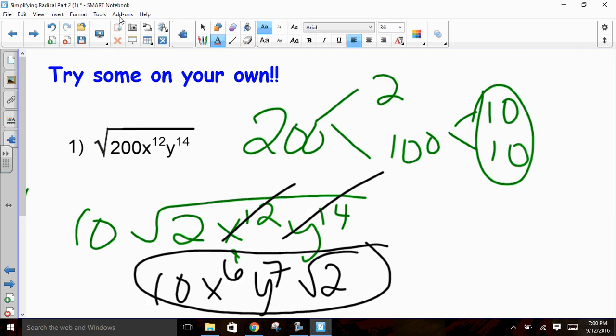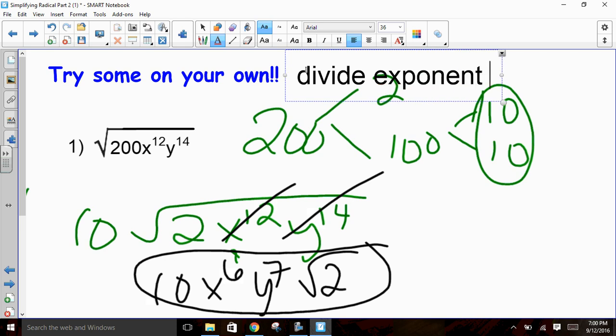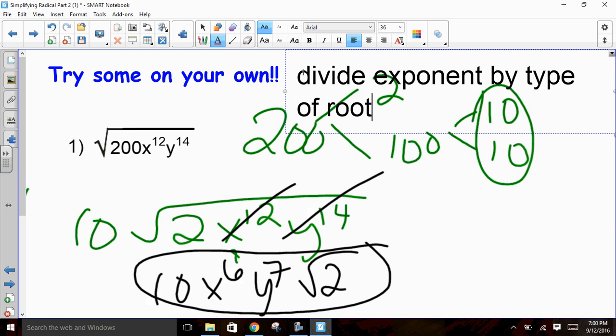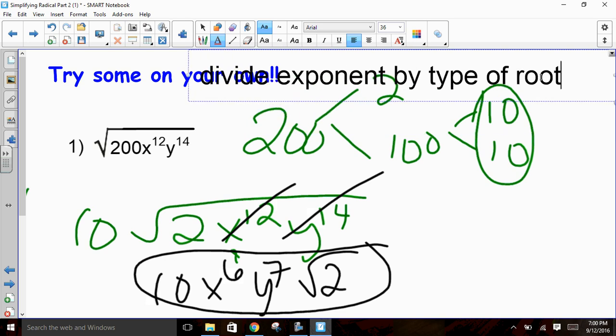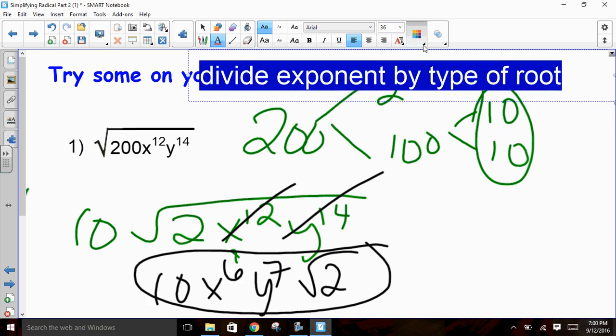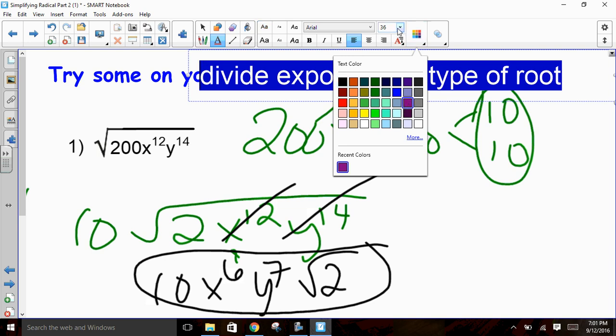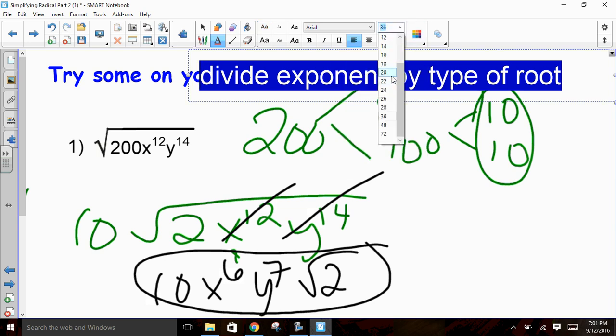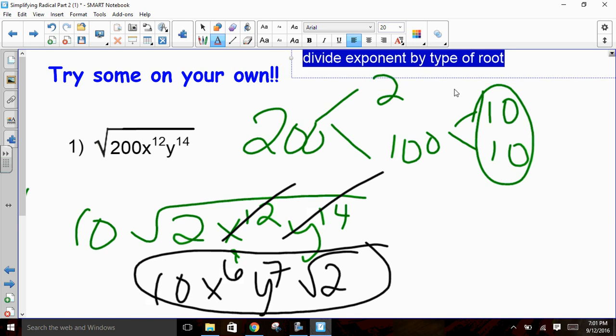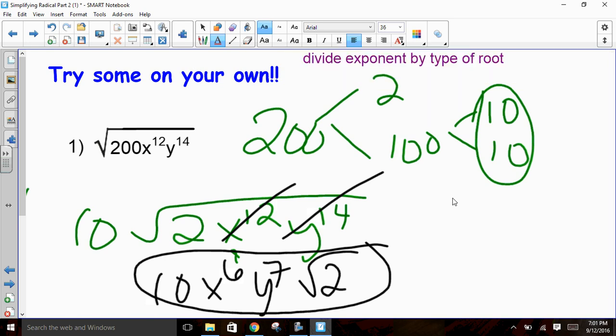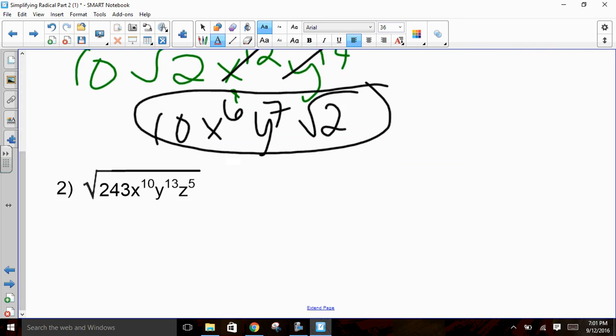Let me type this up really quick for you because we all know my handwriting's great. I can divide the exponent by the type of root. So I divided by 2 because it was a square root. I'm changing some colors and making it a little bit smaller so that you guys can see it. So essentially, I took 12 divided by 2 to get 6, and I took 14 divided by 2 to get 7.